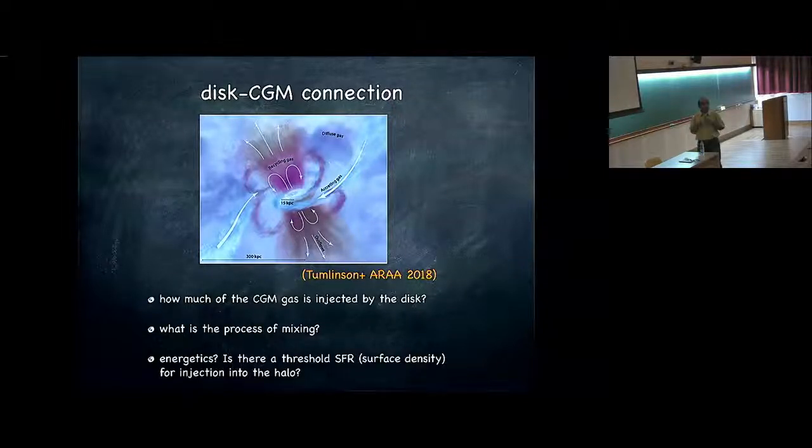For example, what is the process of mixing? What are the energetics? What is the threshold star formation rate, or the density of star formation rate, for example, which is needed to throw up gas from the disk to the CGM, so that it is probably going to get recycled and spur star formation in the galaxy? So these are the questions one can ask.